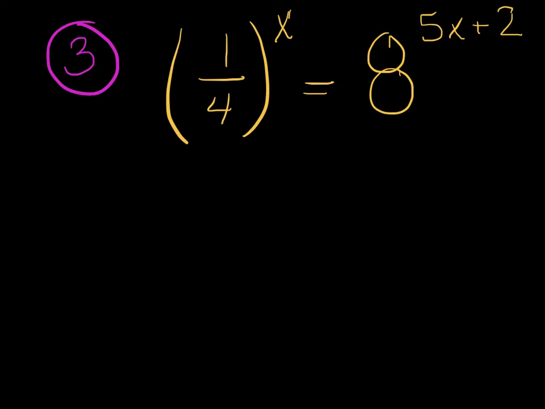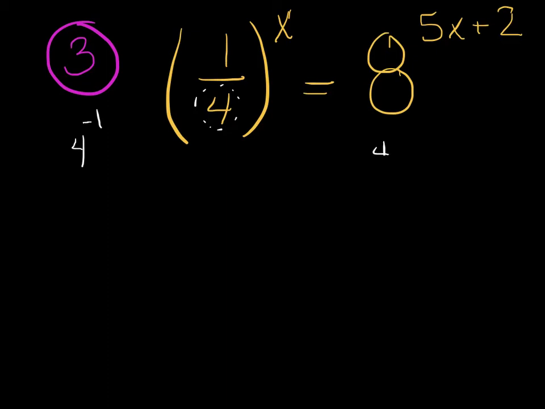Now nobody likes these when we throw a fraction in there. But we just talked about exponents and negative exponents, so it shouldn't be too difficult. So I've got 1/4 to the x equals 8 to the 5x plus 2. So here's what I start thinking. Is 4 going to work? I kind of see a 4 here, so 4 jumps in my mind. I could say that's 4 to the -1. Would you agree that's 1 over 4?